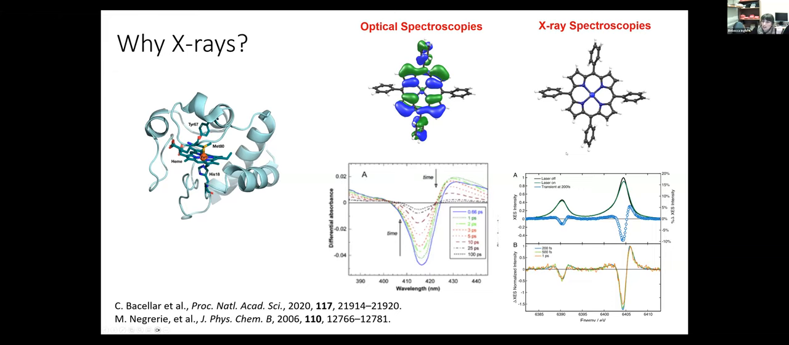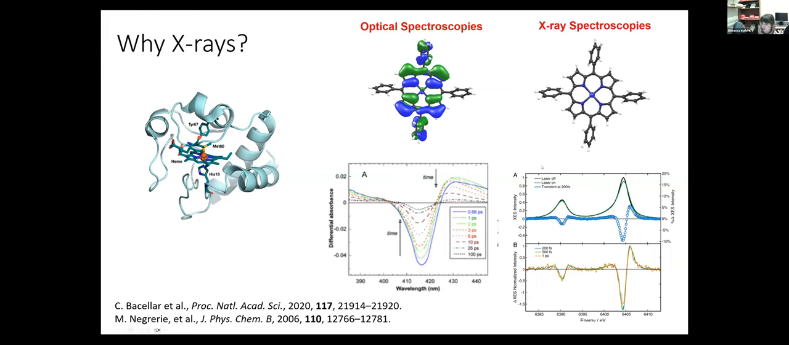Now, with an X-ray method, many of you will probably already be familiar with the advantage of X-ray techniques. With X-ray techniques, we maybe lose some of the sensitivity we have with optical methods, but what we really gain is selectivity. By picking the right edge and picking the right atom, we can get experimental data that we know comes from changes in a specific atom or a specific site in the molecule.